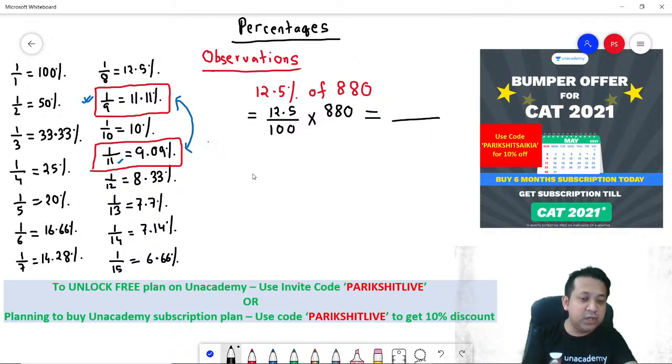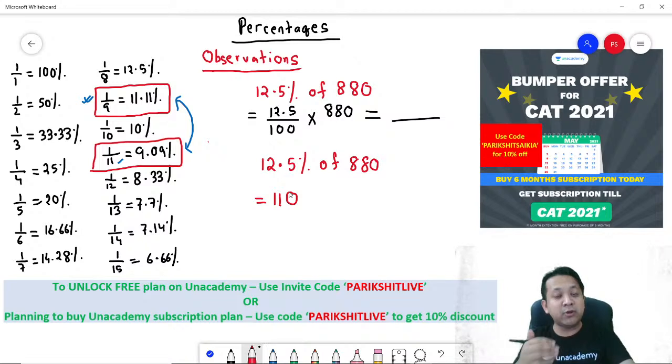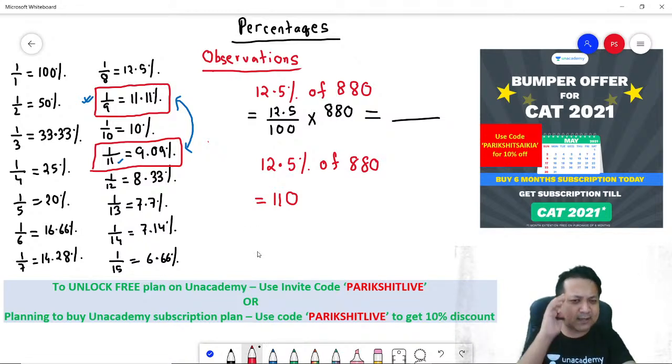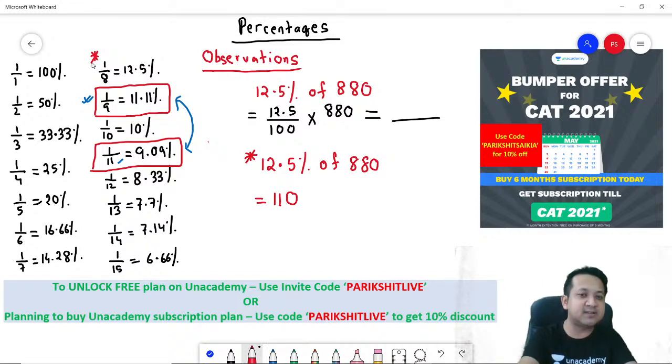But you know what? If you are thorough with your preparations, you will say, no, this is not how I will do it. 12.5% of 880, directly you will say is how much? 110. Why do you say it is 110? Immediately you will recall that 12.5% is 1 by 8. So 12.5%, immediately in your mind you will say 1 by 8, and 1 by 8 into 880 is 110. Are you following? So it's much easier to calculate like this.